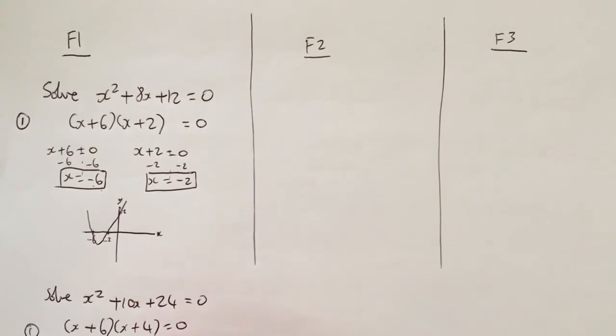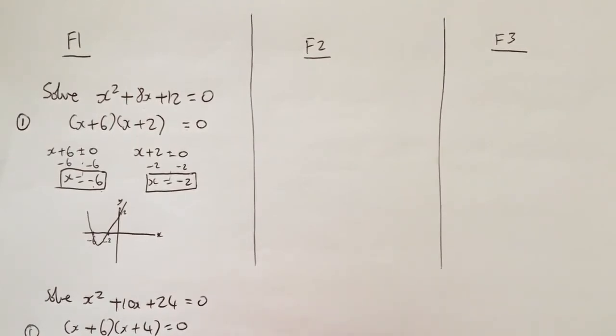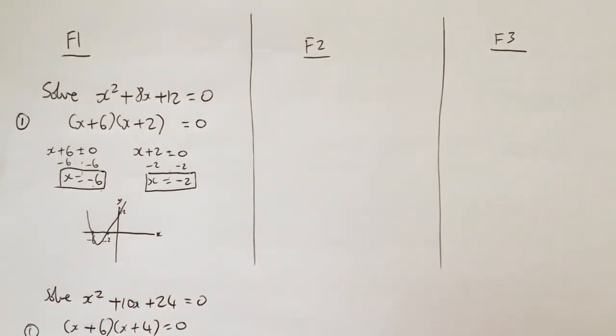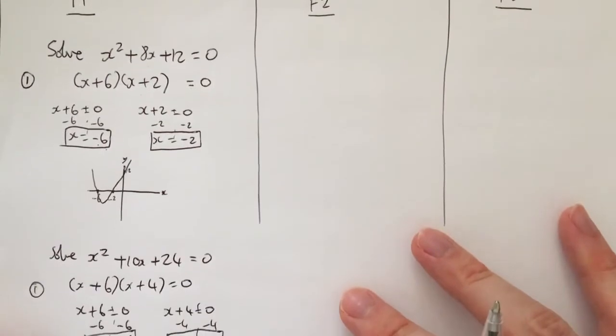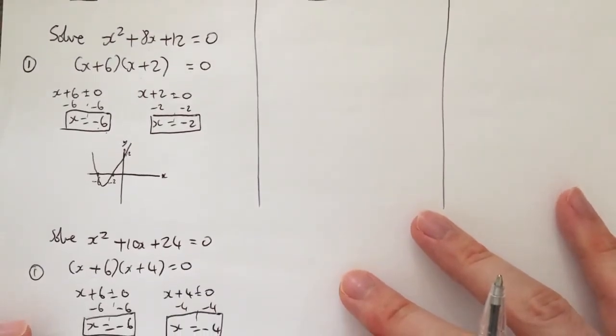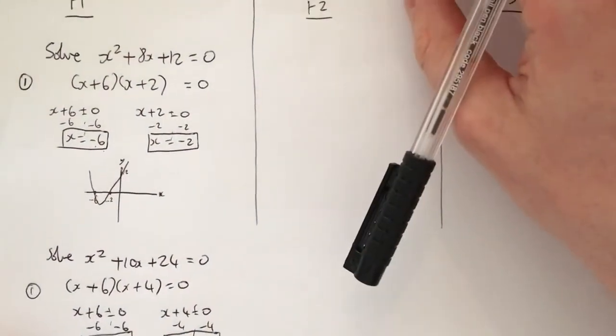Minus 6, minus 6. X equals minus 6. Minus 4, minus 4. X equals negative 4. And there will be my two x values. But I'm not going to draw the graph, although I could. Okay? So you couldn't quite see that last bit there, could you? There you go. Okay. I'll move it back down again.